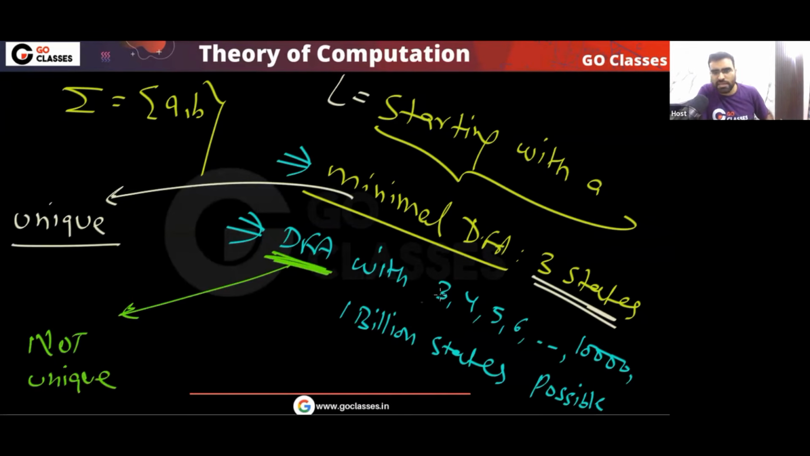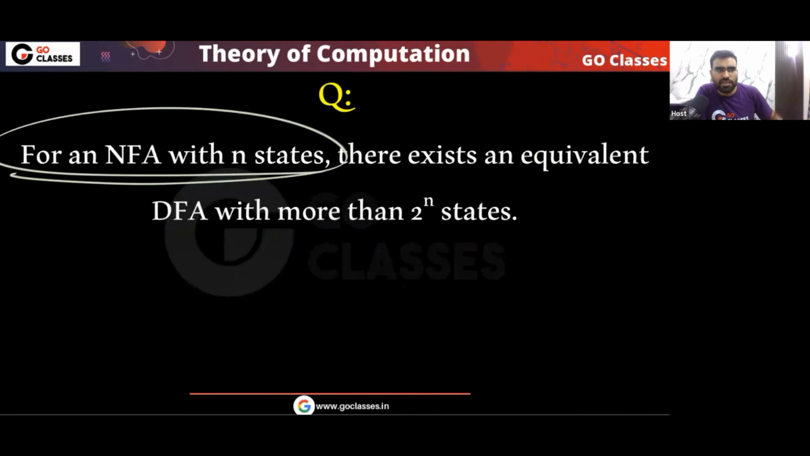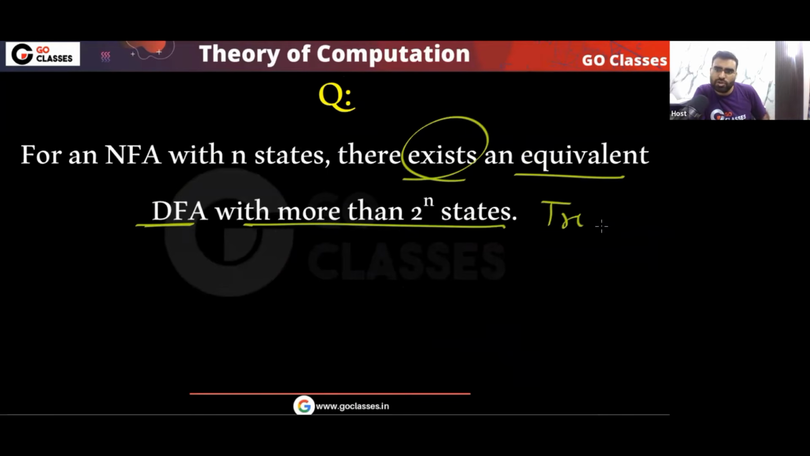DFA is not unique. I can create a DFA with 3 states, 4 states, 5 states, 10,000 states. I can create a DFA with 1 billion states. Yes or no? So now you tell me the answer for this question. For an NFA with n states, there exists an equivalent DFA with more than 2 power n states.